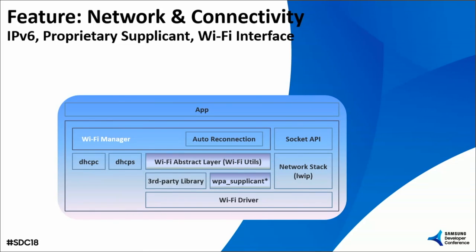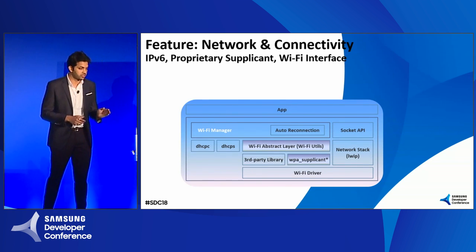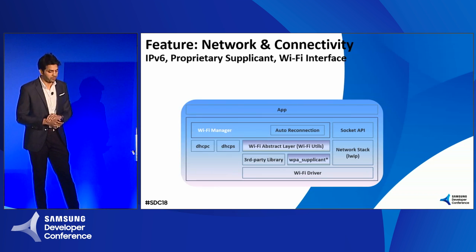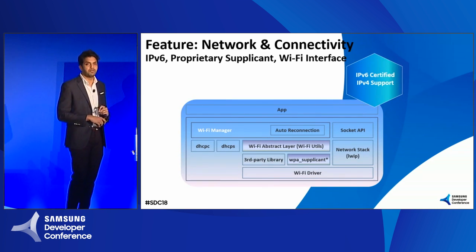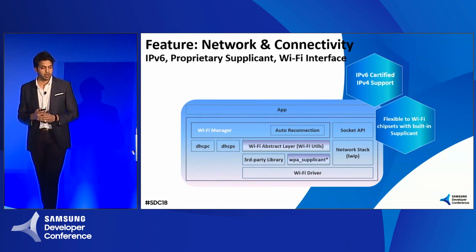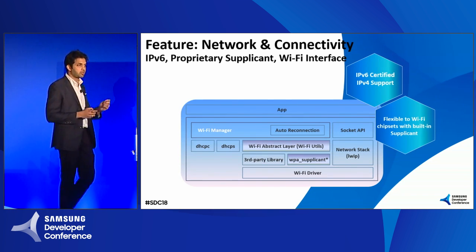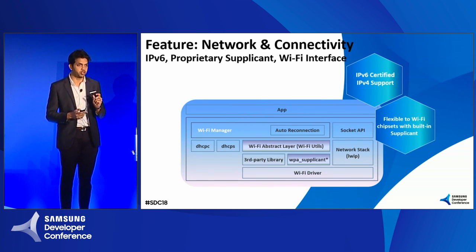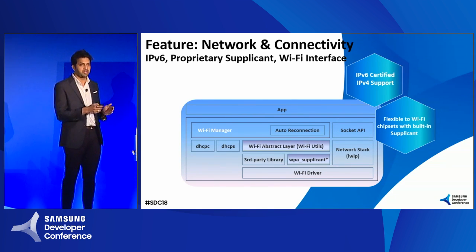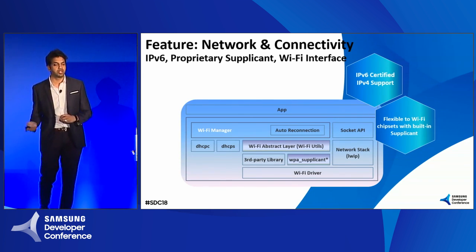Second was, of course, with IoTivity, connectivity and the network is pretty much important for TizenRT. So I have abstracted most of the details, but a key important feature was the IPv6 support. Apart from IPv4, we had the IPv6 certification. We have the proprietary supplicant, which is a part of our platform. But many chipset vendors provide their own supplicant. The supplicant is part of the library or the firmware in the chip. So in that case, we have the porting guidelines, so we have the flexibility to use those chipsets as well, so that they can use their own built-in supplicant.